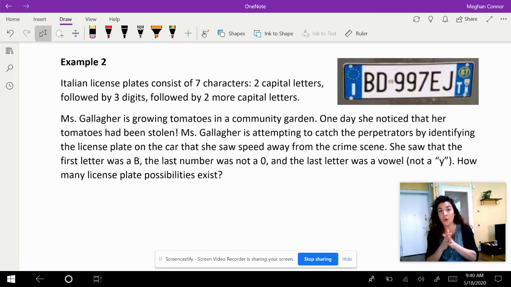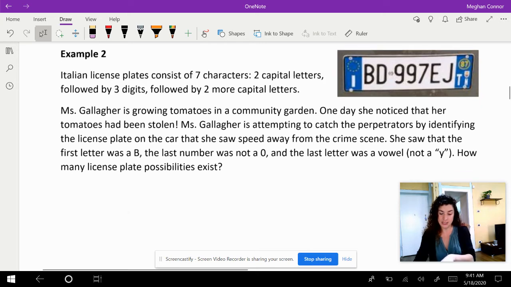Okay, so they're not always going to be straightforward like this. You do have to think about every slot that occurs and what are the options for each slot. So an Italian license plate consists of 7 characters, 2 capital letters at the beginning, followed by 3 numbers, digits, followed by 2 more capital letters.